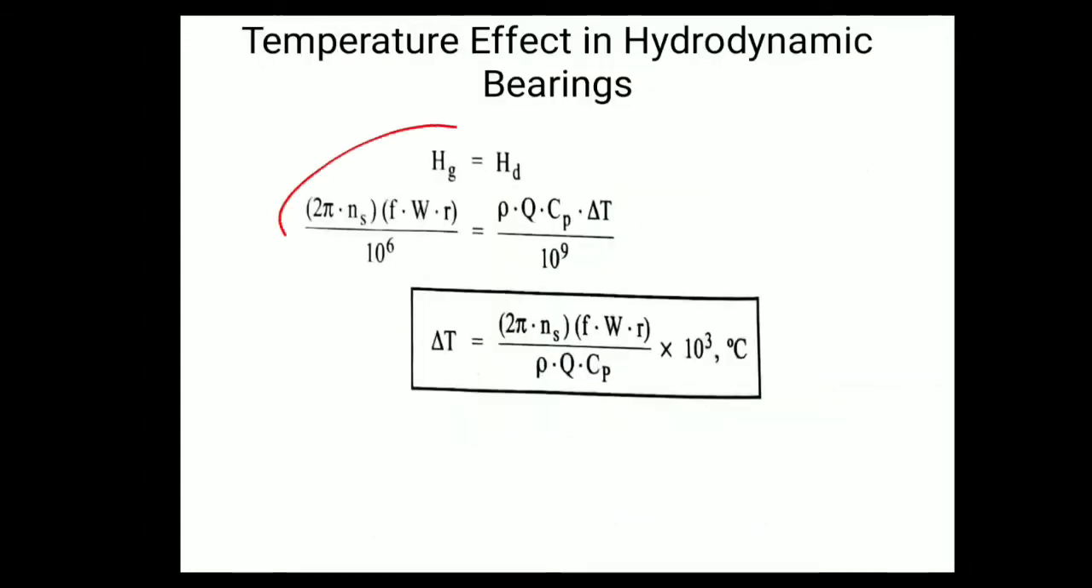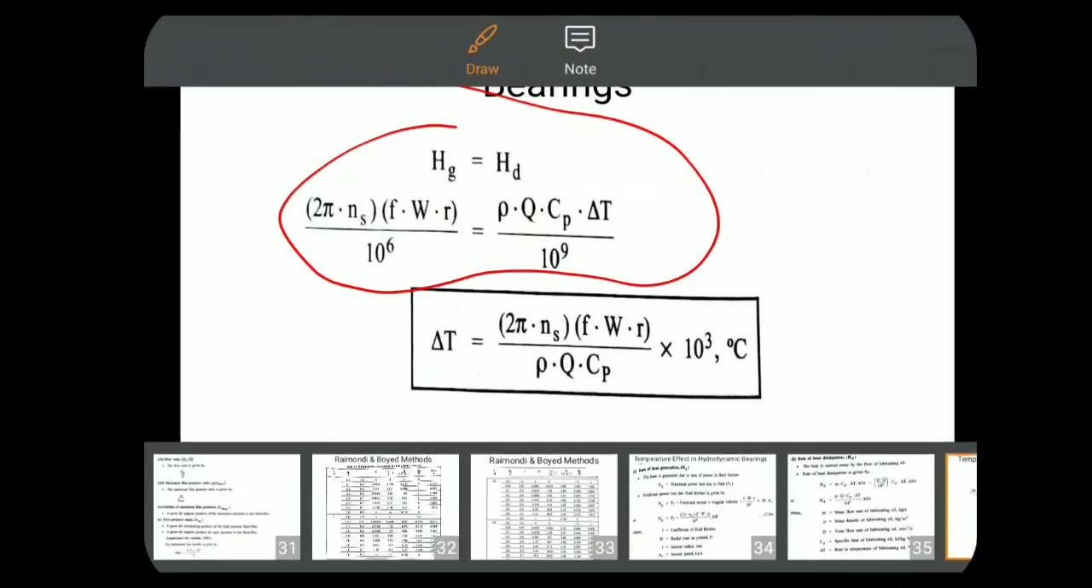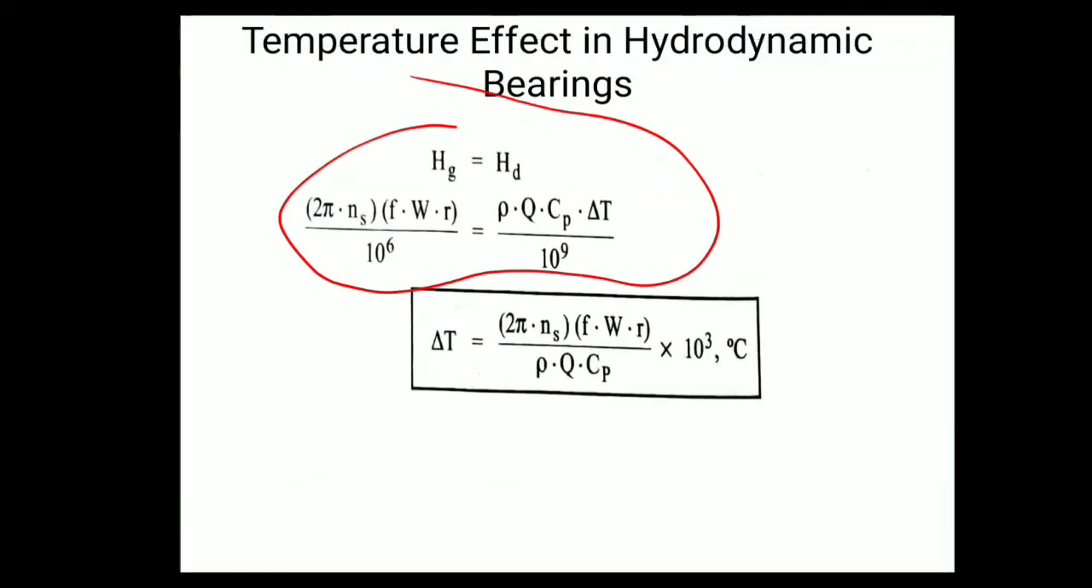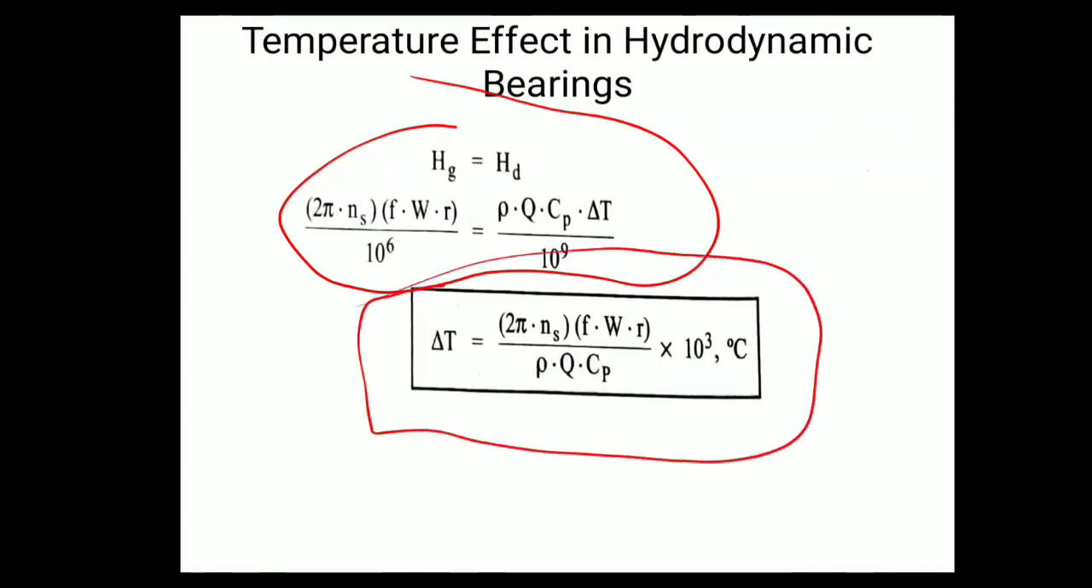By equating these two terms, we'll get one equation in terms of temperature, and that is delta T, the temperature rise in the lubricating oil, equal to 2 pi ns FWR divided by rho Q Cp into 10 raised to 3, in degrees centigrade. This is very important. This will be the final equation for the temperature effect of the hydrodynamic bearing. If they ask for the derivation, you can use these steps: heat generation, heat dissipation, and compare them. Correct? This way you can calculate the temperature rise.